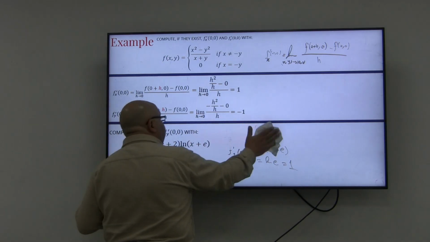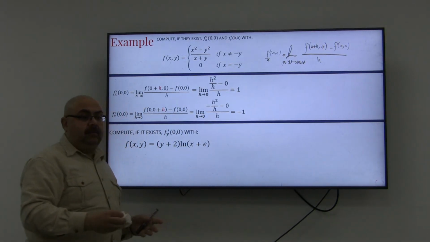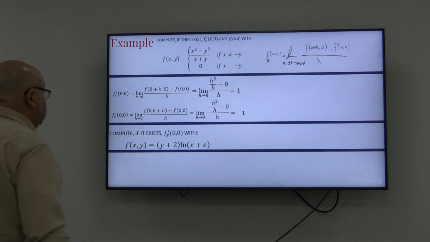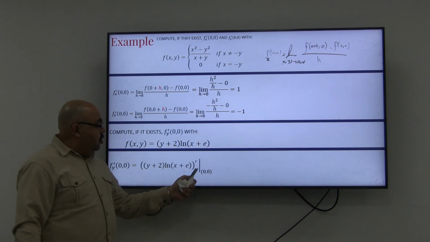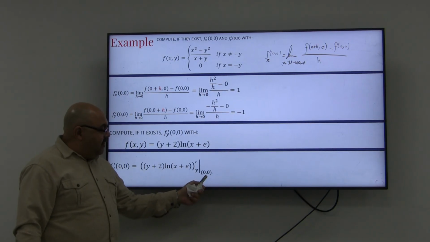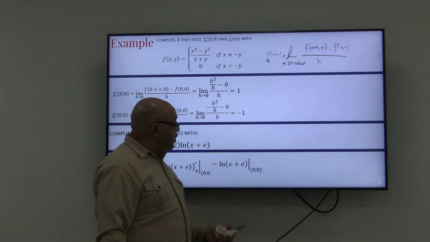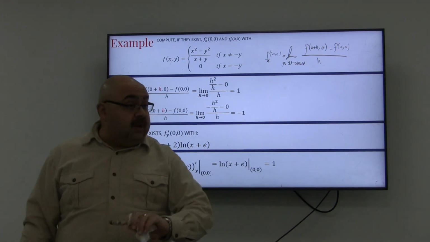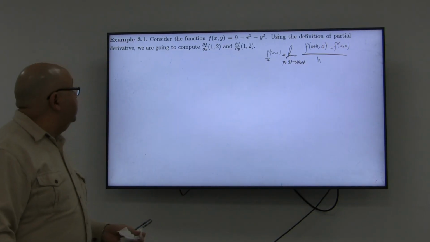Either you can solve and justify your answers, or just use a multiple choice type of question. Okay? So once more, if I want to solve it, this is y plus 2 ln x plus e. With respect to y, add the values of 0 and 0, it's going to be ln x plus e, replace x by 0, so the value is equal to 1, as you can see. In this case, I'm not using the definition, I'm using the general laws of the derivative.